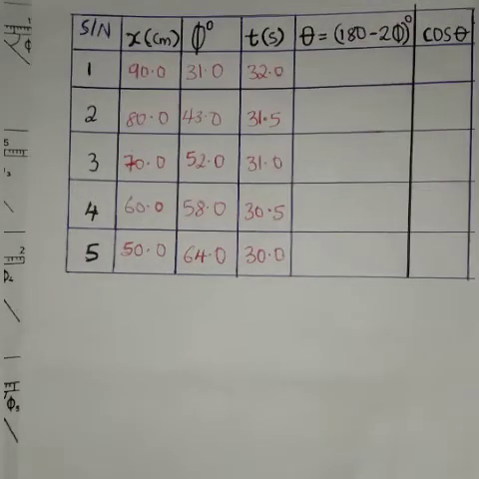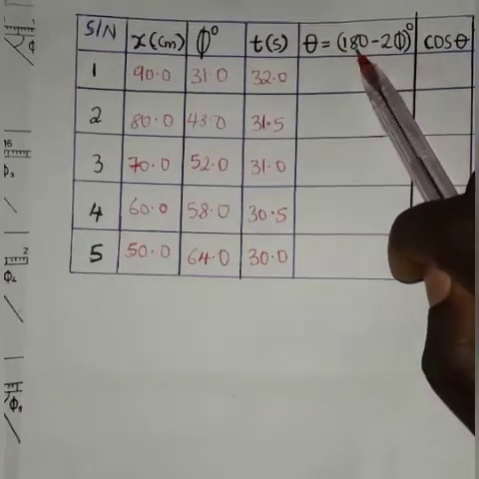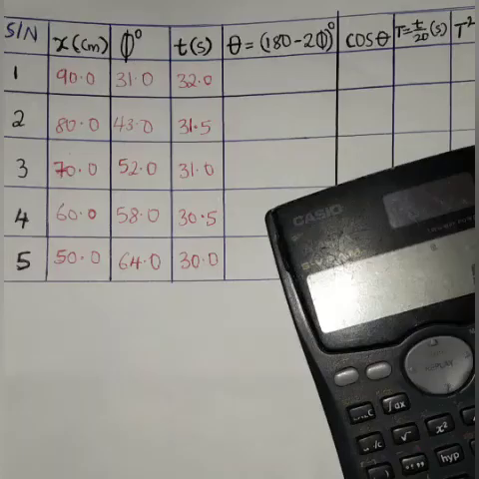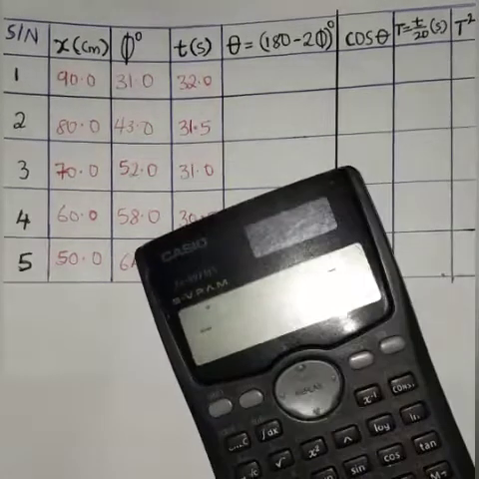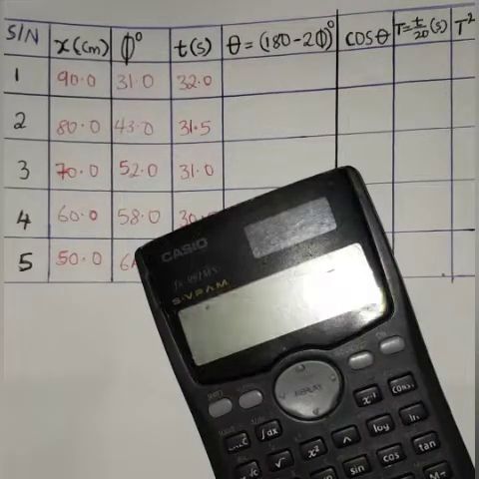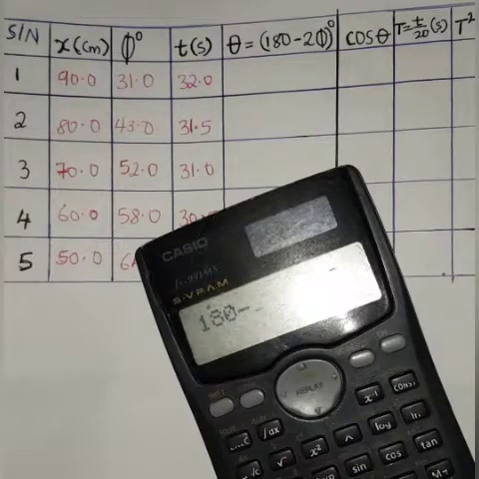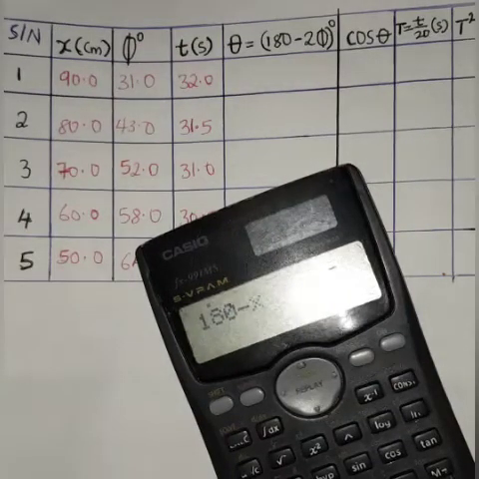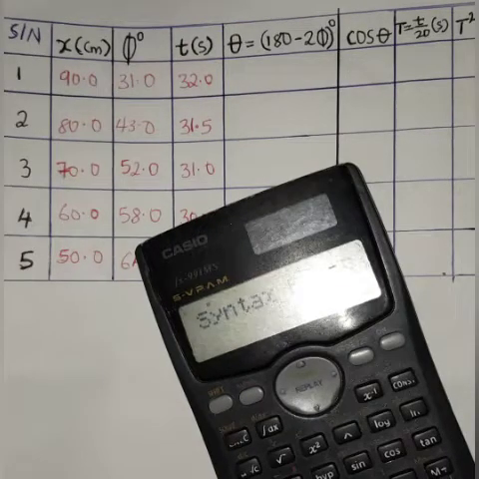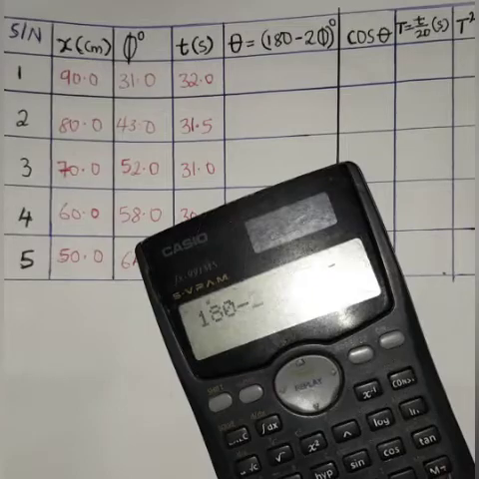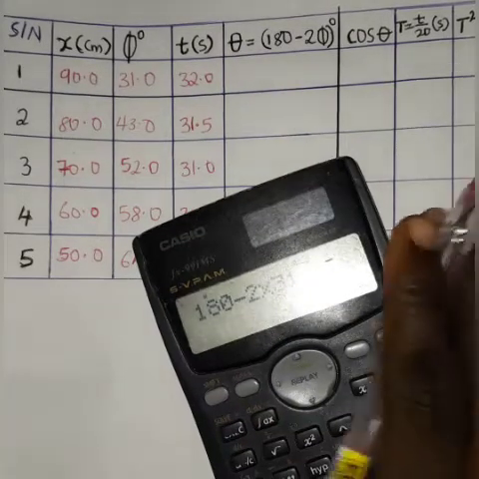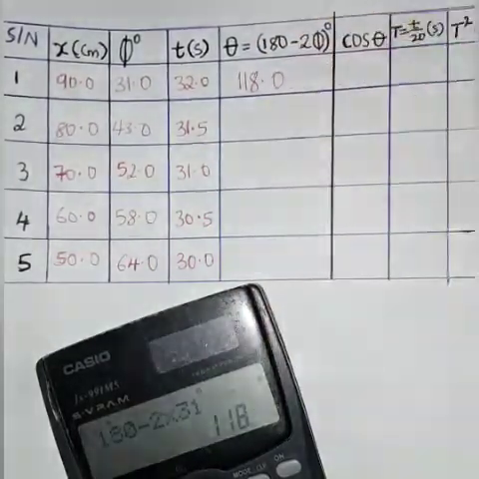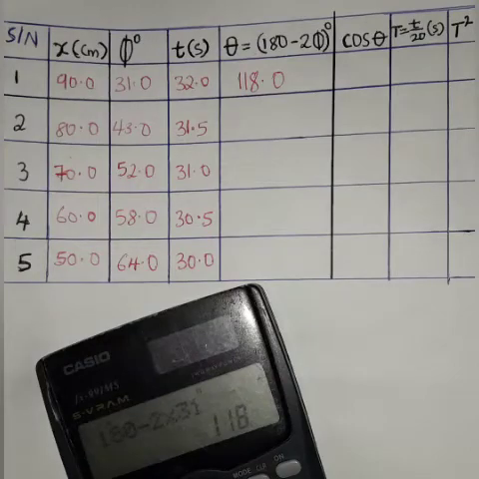Now the next thing we have to take is this: 180 minus 2 times theta. You can easily get this using the calculator, so I will evaluate it using my calculator. I'm going to say 180 minus 2 times 31. That's going to give me 118. So this angle here is going to be 118.0, taking it to one decimal place.